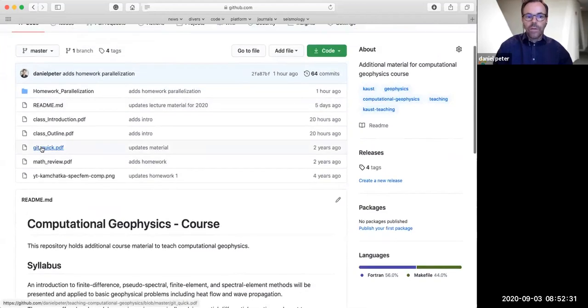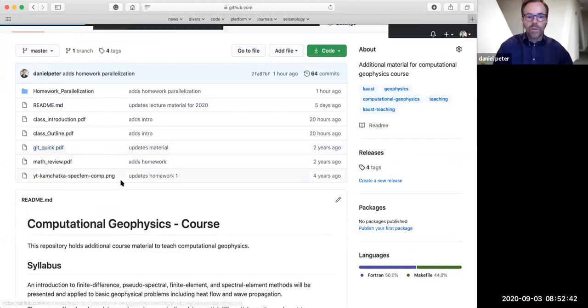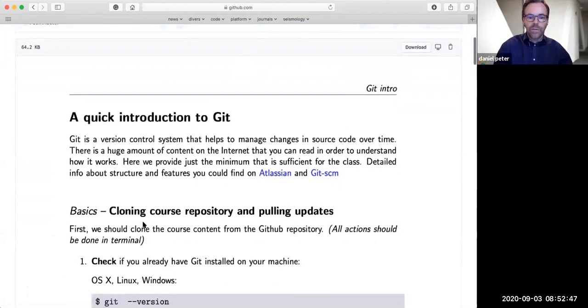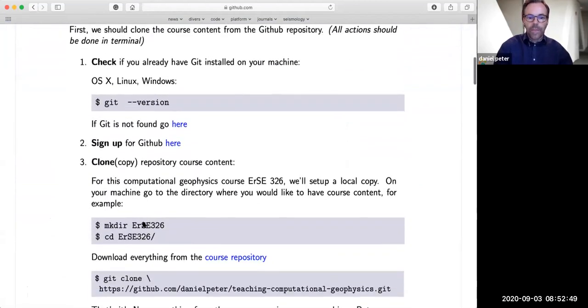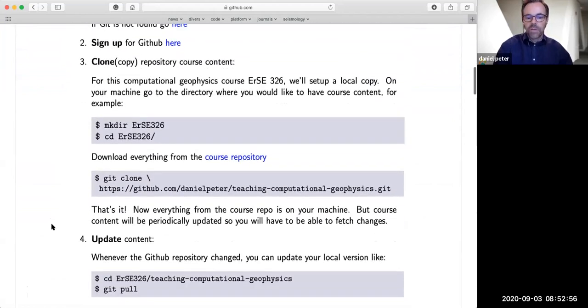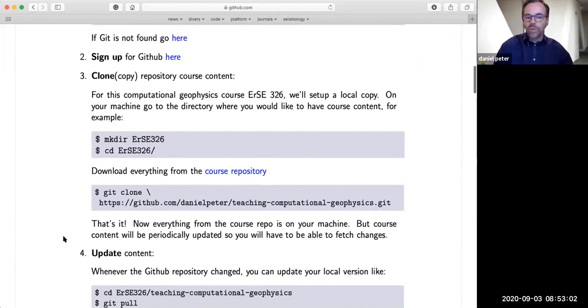You have here a little git quick material to help you get started with these git commands. That's something that Oleg was at some point quickly putting up, and he suggested how to create your folders for the class, how you clone it. That's basically all that. Just a little helper for that. How you want to do it exactly is up to you.